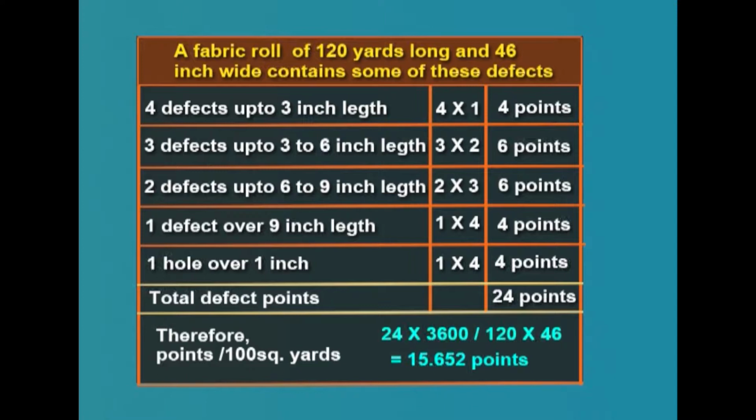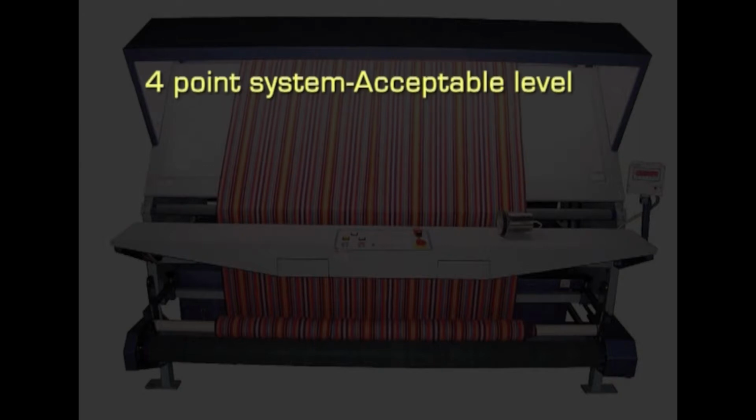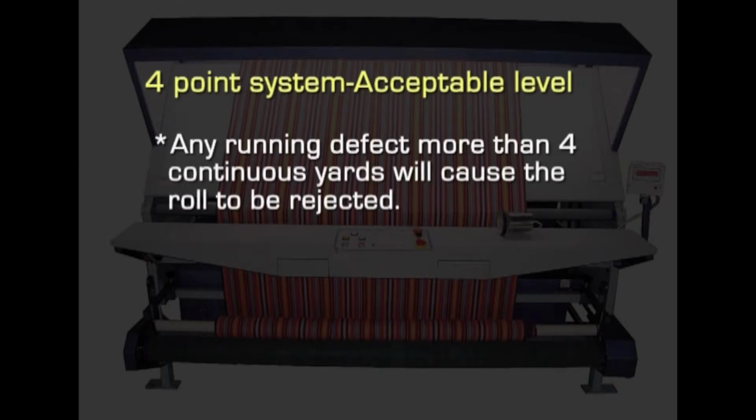Therefore, points per 100 square yards is equal to 24 into 3600 divided by 120 into 46, that is the length and the width of the fabric, and it comes to 15.652 points. We will see what the acceptable level of the 4-point system is. Any running defect more than 4 continuous yards will cause the roll to be rejected.